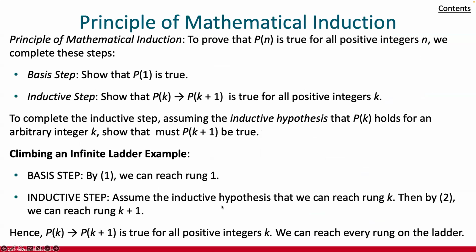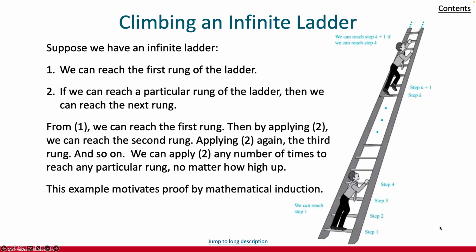So here are some basic perspectives on the principle of mathematical induction. To prove that P of n is true for all positive integers n, we complete these steps. The basis step shows that P of 1, the first case, is true. Then in the inductive step, we show that if P sub k is true, then P sub k plus 1 is true for all positive integers k. To complete the inductive step, assuming the inductive hypothesis that P of k holds for an arbitrary integer k, we show that P of k plus 1 is true. And here's a little bit more thinking about what's going on for this latter example.